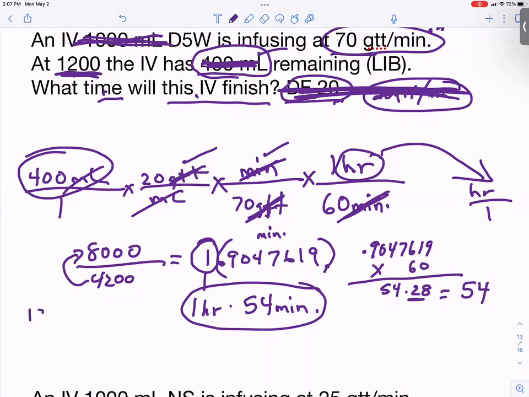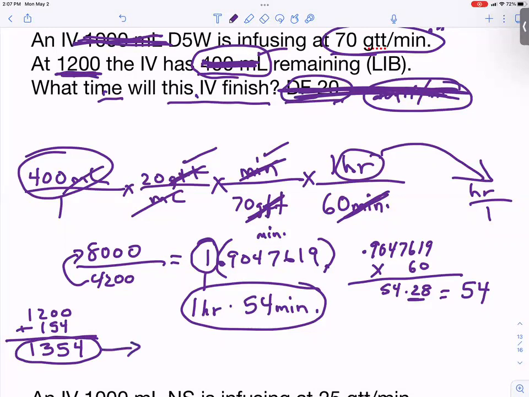So Professor K walked in at 12 o'clock. And if it's only going to take an hour and 54 minutes, I'm going to add that to 12. And when I add that to 12, Professor K is going to walk back in that room at 13:54 with a brand new bag of IV fluids. And 13:54 represents our military time. So the IV will finish at 13:54.